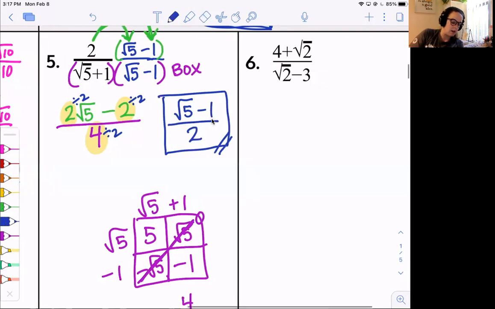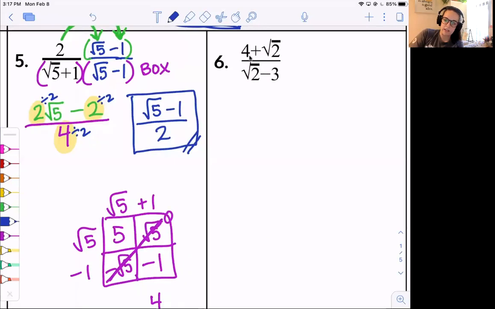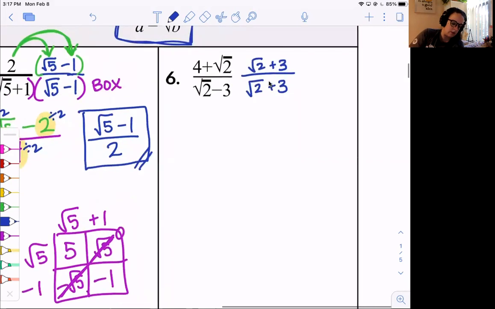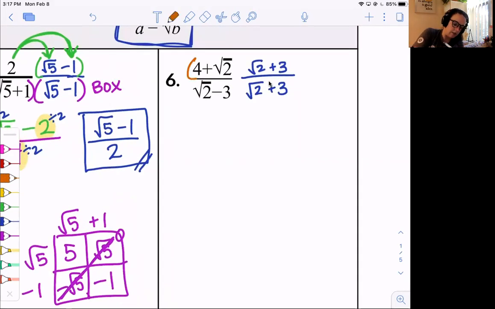Okay. If you want to pause the video and try this last one on your own, you're welcome to, but I'm going to jump in here. So I have the square root of 2 minus 3. So I'm going to multiply times the square root of 2 plus 3 on top and on bottom. So first thing I notice is that the numerator is also a box here. So I'm going to have to use an orange box, and then I'll also do a green box for the denominator. All right, so orange box first.